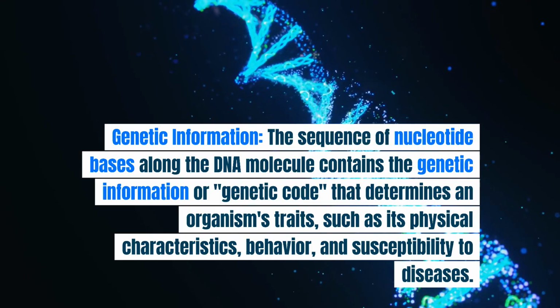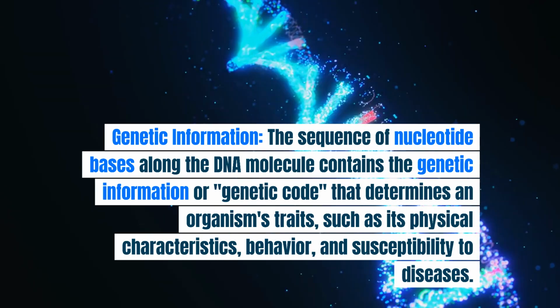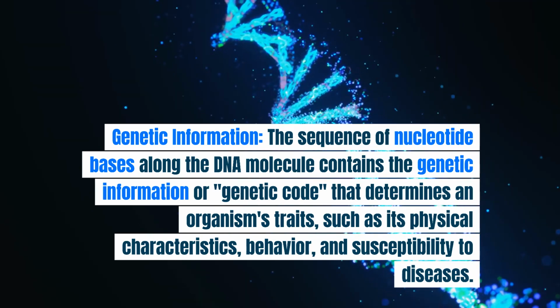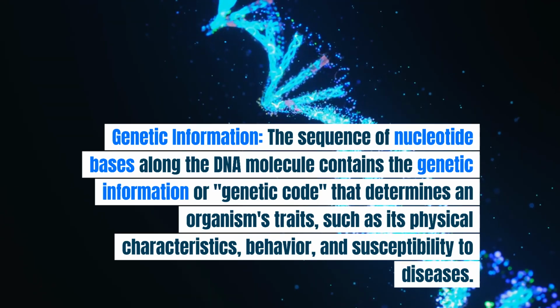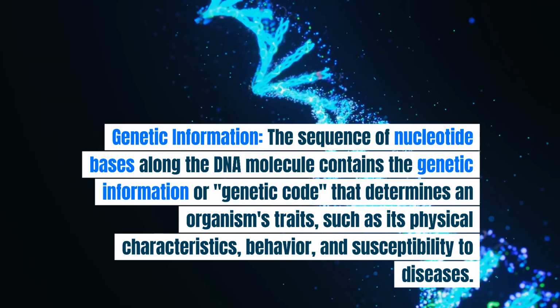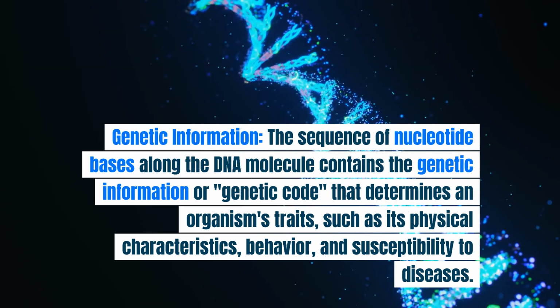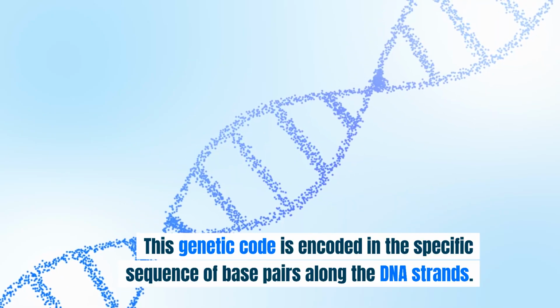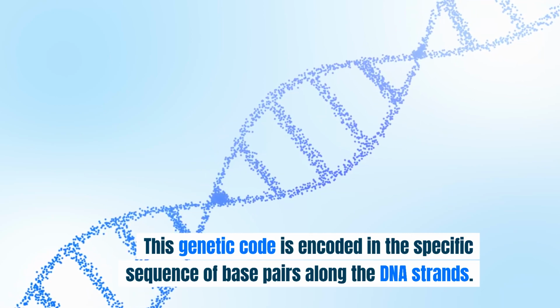Genetic information. The sequence of nucleotide bases along the DNA molecule contains the genetic information, or genetic code, that determines an organism's traits, such as its physical characteristics, behavior, and susceptibility to diseases. This genetic code is encoded in the specific sequence of base pairs along the DNA strands.